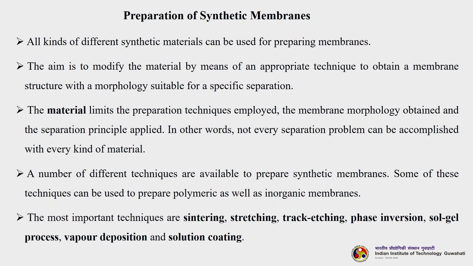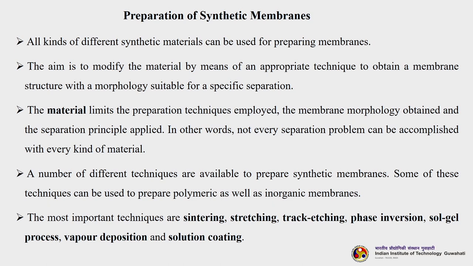So, all kinds of different synthetic materials can be used for preparing membranes. Actually, the aim is to modify the membrane by means of an appropriate technique to obtain a membrane structure with a particular morphology which will suit a particular separation. So, the material actually limits the preparation technique involved. What is the meaning of this? Meaning is that I cannot use any material for any preparation technique.